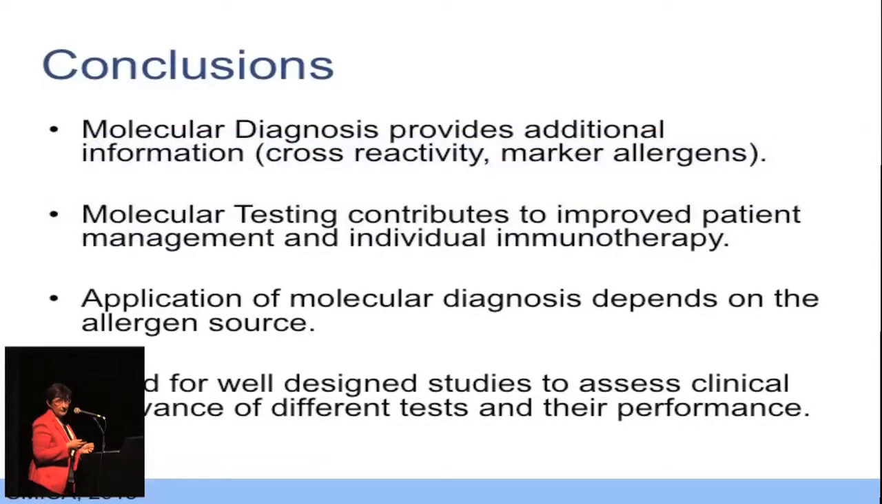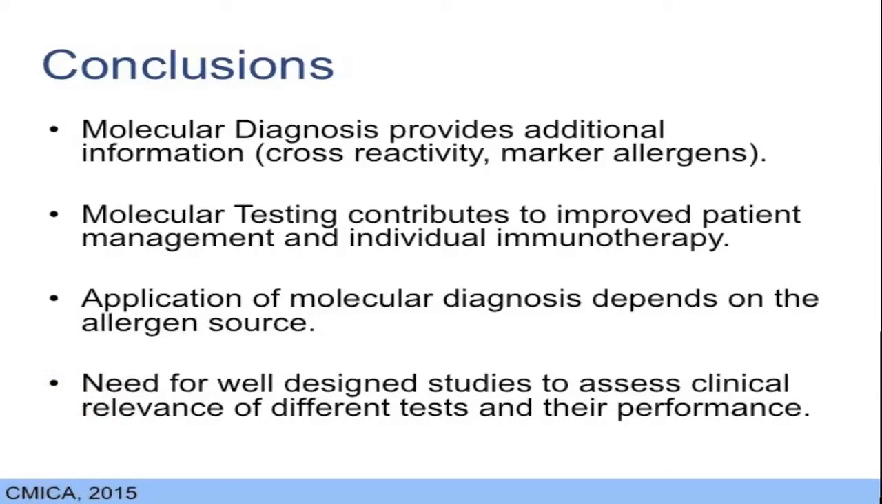And here I am now with my conclusions. Molecular diagnosis provides additional information. It gives you an idea about cross-reactivity. It can give you information on marker allergens, but again, you have to judge this in relation to the patient history. It helps to improve patient management by giving dietary advice. And in the future, there are trials going on with individual immunotherapy. So let's see what comes out of these immunotherapy trials.